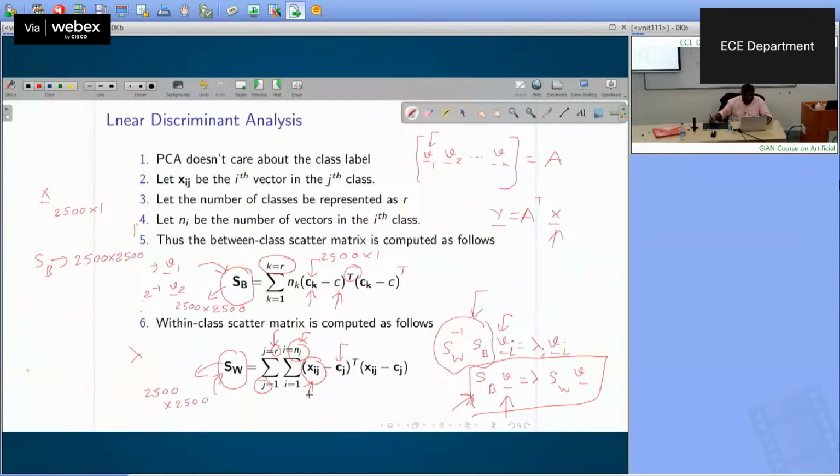In fact, here also I think I made a mistake. Here transpose should come here. This is 2500 cross 1, right? X X transpose, that's the way we did in PCA. The same thing only. Xij minus Cj into Xij minus Cj, the whole transpose.